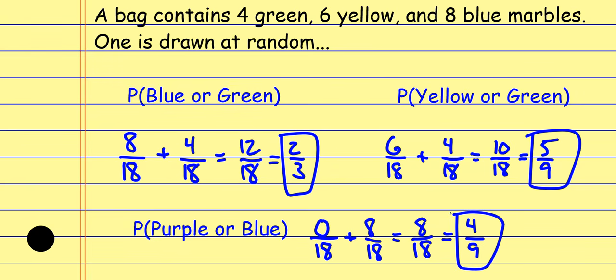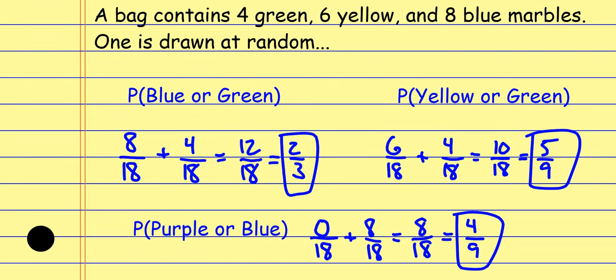Okay, and this is a kind of a neat example because the probability of purple is 0 because there are no purples. Keep in mind what or means. Or means one or the other. So if I said the probability of purple or blue, either getting a purple or getting a blue, well, since there are no purples, my only option is to get the blue, which is why the probability ends up being 8 out of 18, just for the blues, essentially. Because it's one or the other, so the blues satisfy that condition.